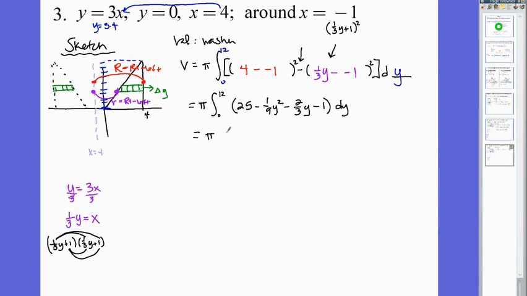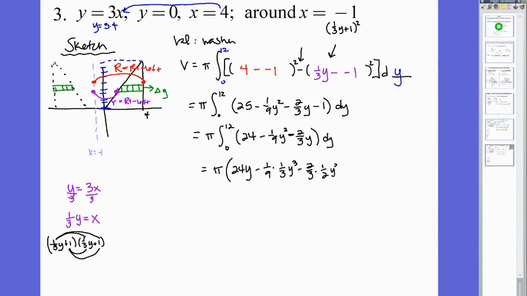In other words, this problem becomes pi integral 0 to 12 of 24 minus 1/9 y squared minus 2/3 y, close parenthesis, dy. Keep the pi. The antiderivative of 24 is 24y. I'm going to keep that 1/9, and the antiderivative of y squared is 1/3 y cubed. And I'm going to keep that 2/3, and then the antiderivative of y is 1/2 y squared. And then I'm going to vertical bar 0 to 12.